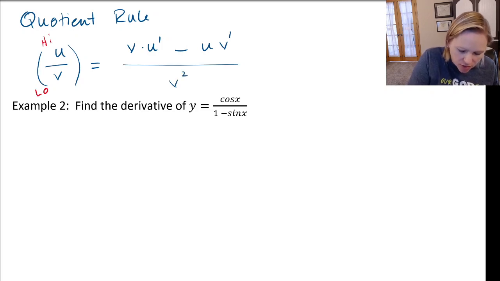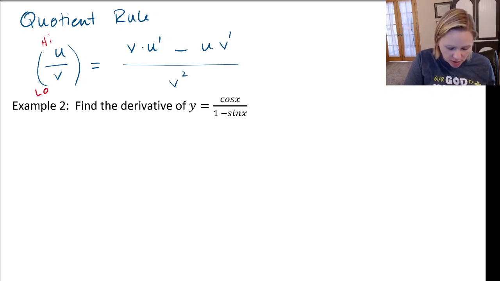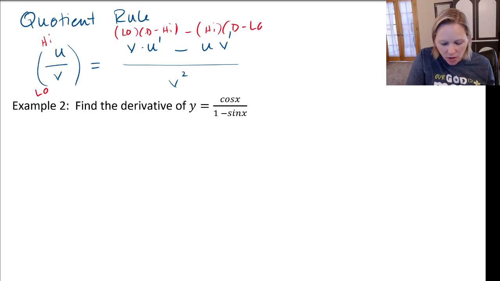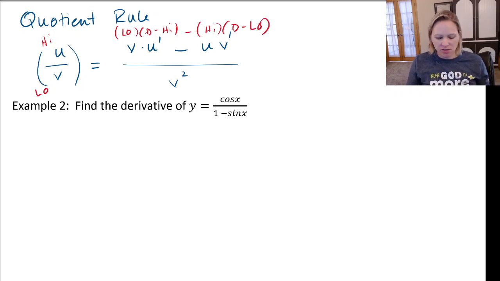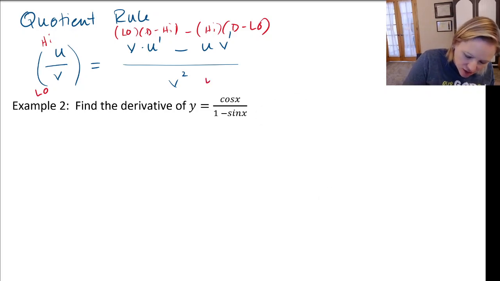Now, we like to remember it because we label these low, and so we say it's low times the derivative of the high, low d high, minus high d low. Remember, high d low always comes in last. So she's this runner at this school, and she's always coming in last. And this is a story that we tell with the quotient rule. But Heidi Low always comes in last. She's the worst runner on her cross-country team. She loves to run, but she's always last. Poor Heidi Low. And then again, it's all over low squared.